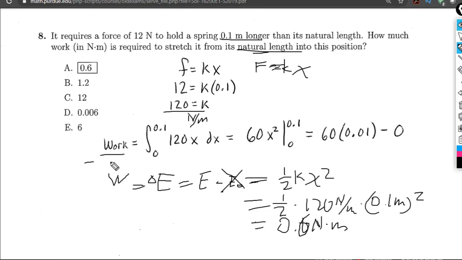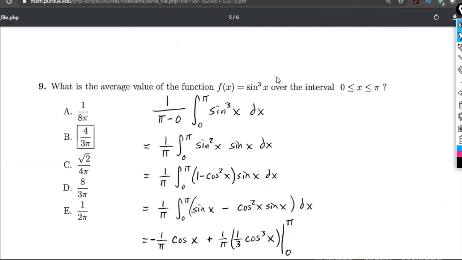And of course, you can also do it this way, since work is the integral of force over distance. The distance is x, so just dx, the force, and the natural length is 0, and it will be 0.1. You should get the same answer. Let's move on to 9.